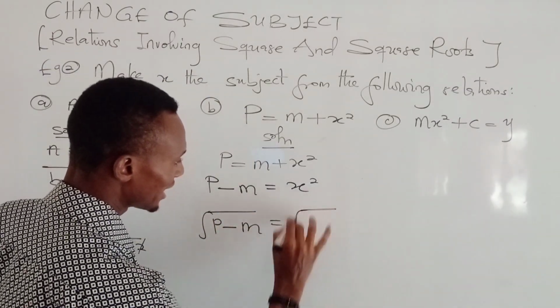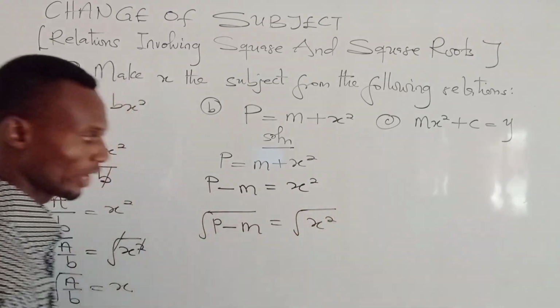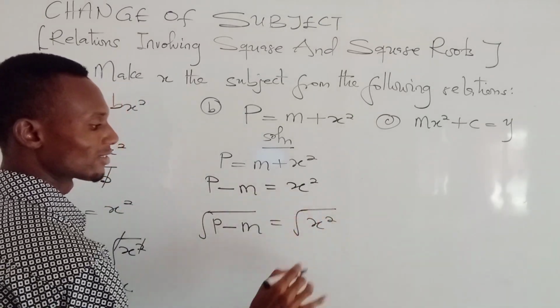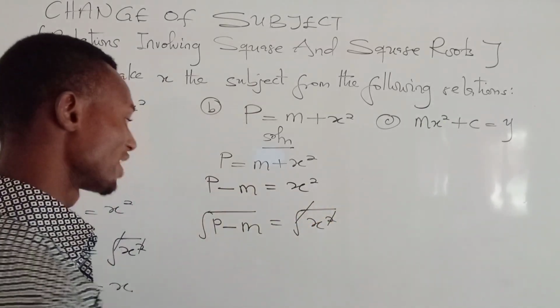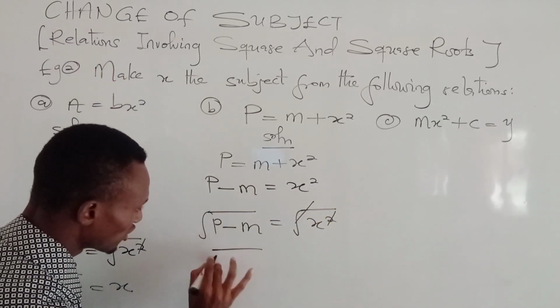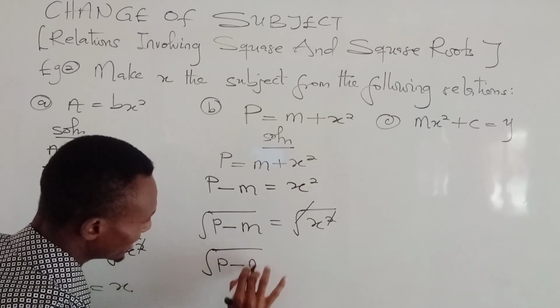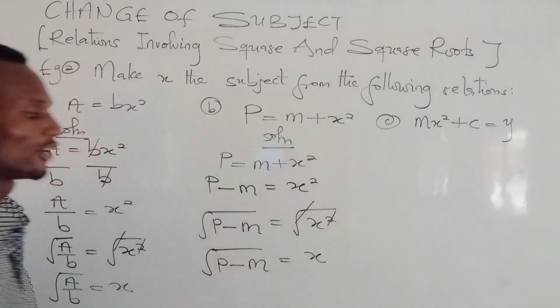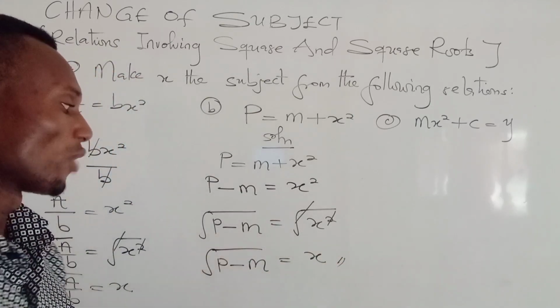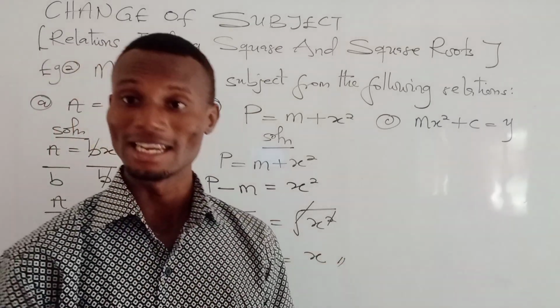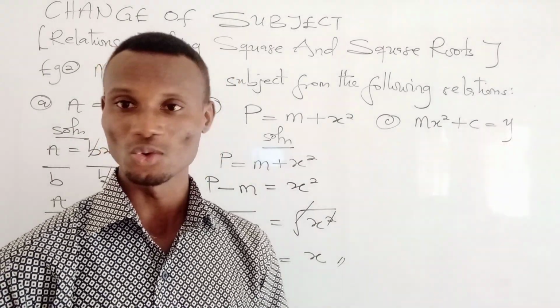Then I'm also going to take the square root of the s squared, so that this power 2 will cancel the square root sign away. I hope you agree with me up to this point. So what I have left is square root of p minus m equals s. You can see that s is standing alone in this equation, so it means we've made s the subject. I hope you understood it.